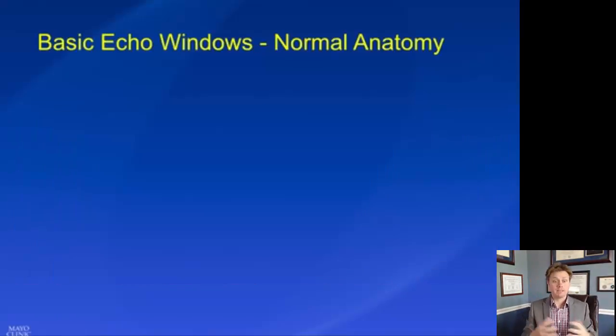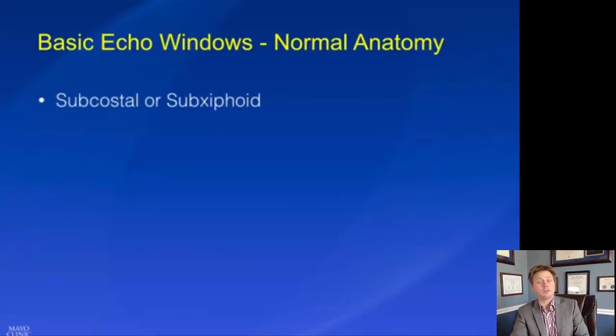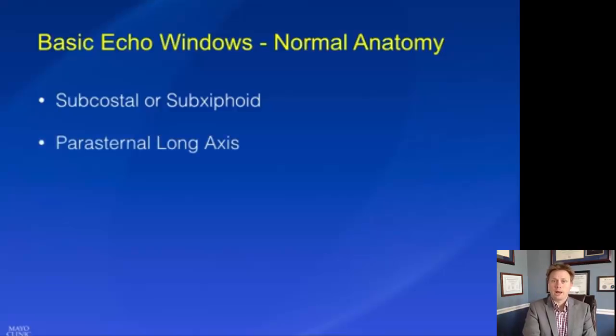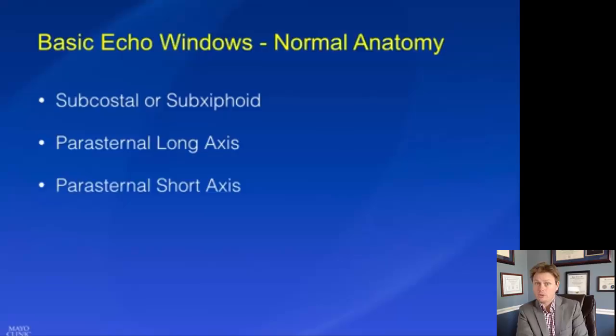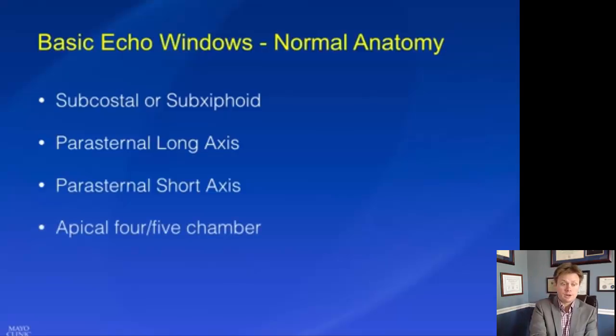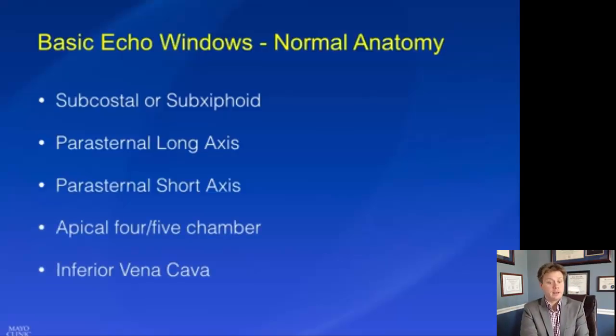So, talking about the basic echo windows for normal anatomy, we're going to start with the subxiphoid or subcostal view, the parasternal long axis, parasternal short axis, the apical 4 or 5 chamber view, and finally the inferior vena cava.